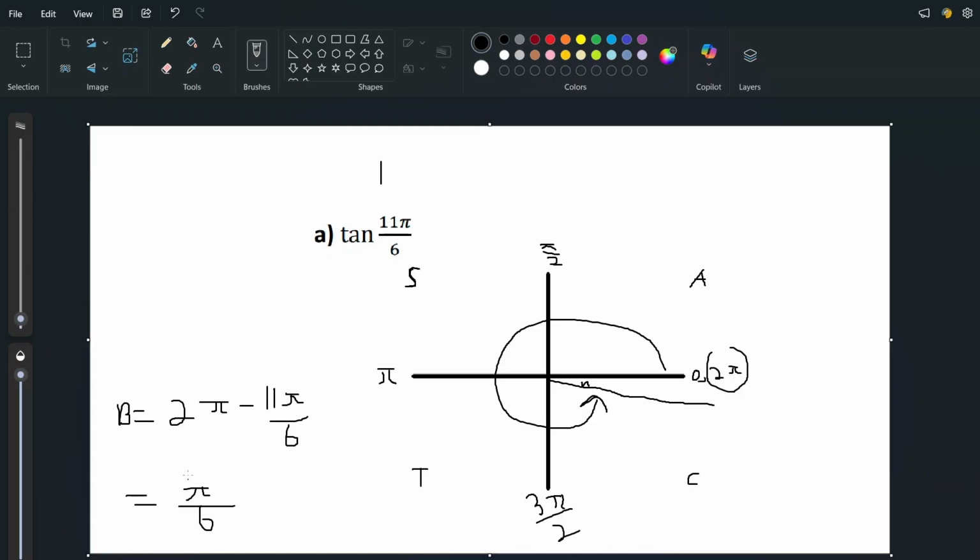So then what we have is tan pi over 6. Oh look, it's not in the T, this is our T, it's in the C, cos, so it's negative. So negative tan pi over 6, and if you know from the unit circle, this will equal negative 1 over root 3. So our exact value is negative 1 over root 3. It was not too complicated.